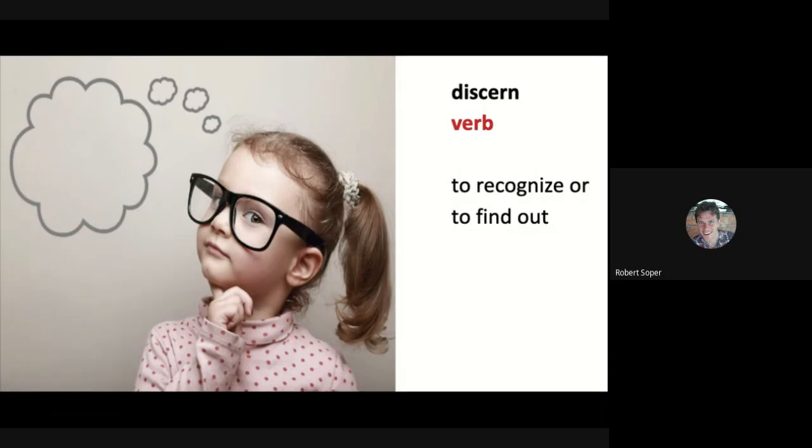A way of putting that in a sentence is: we must discern between the truth and lies, or we must discern between truth and lies. In other words, we need to tell the difference between what is true and what is lies. We need to recognize the truth and recognize lies. Okay, try and put this word discern in your own sentence.